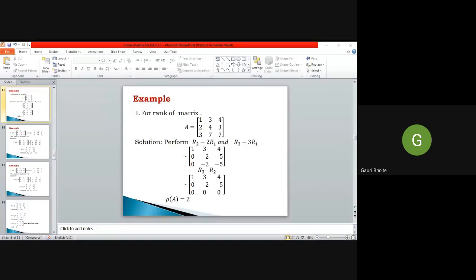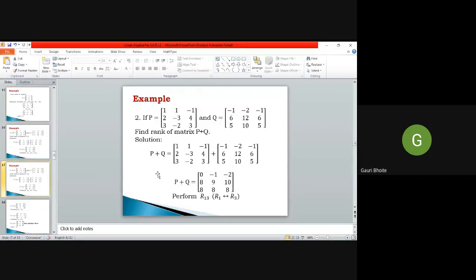Okay, now you simplify. Next example: P is the matrix 1, 1, minus 1; 2, minus 3, 4; 3, minus 2, 3, and Q is another matrix: minus 1, minus 2, minus 1; 6, 12, 6; 5, 10, 5. Find the rank of matrix P plus Q. Everybody start solving this.